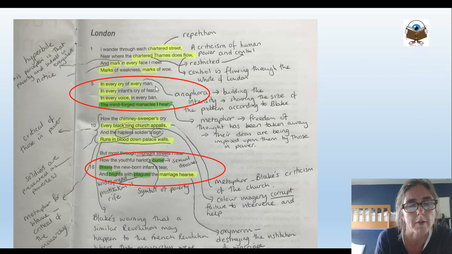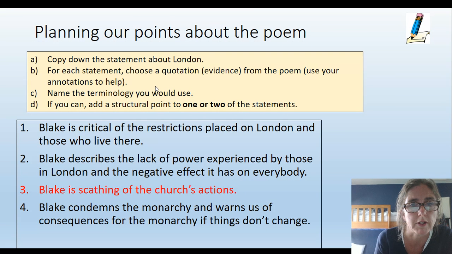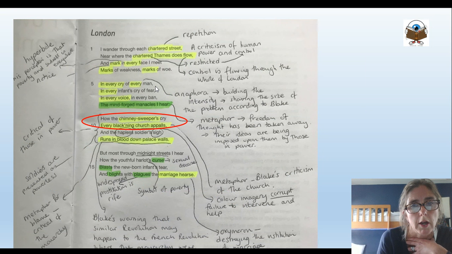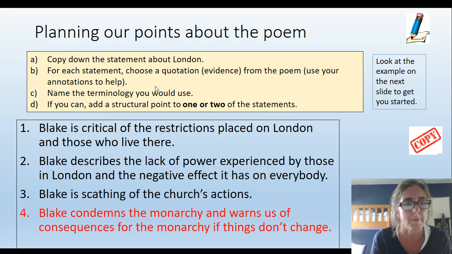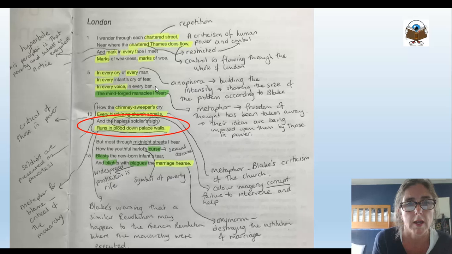You could talk about the mind-forged manacles there, or the cry of fear, or the last verse, which talks about the prostitute, the harlot. So those would both be good bits of evidence to put in for the second statement. The third statement is about the church's actions. Hopefully you found that in the third verse, the chimney sweeper's cry and the blackening church, and you've got notes about that. And the fourth point was about the monarchy, the palace walls, and that section is around lines 11 and 12.